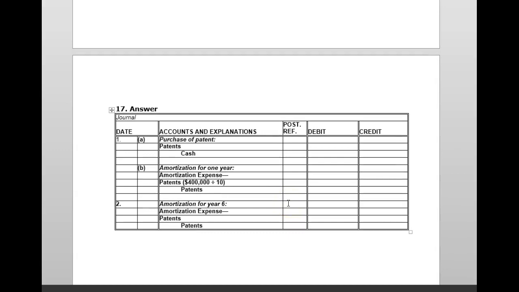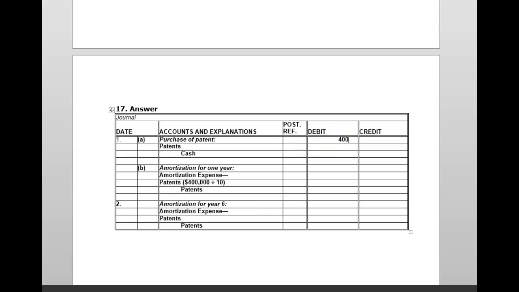Now if we look at 17, we're looking at intangibles now. We're looking at patents. Even though you have a patent written out, it's an intangible, it's intellectual property. So they've paid $400,000 for a patent on a new laser printer. They purchased a patent, and they think it's only going to last for 10 years for the patent to be competitive. So obviously, this one's a no-brainer.